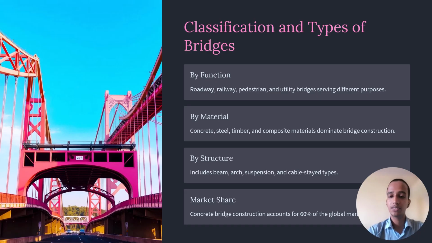Third are the timber bridges. Timber bridges may seem weak, but they are also super strong when built with interlocking mechanisms. And the final is the composite material. The composite material is a mixture of various materials and it dominates bridge construction.